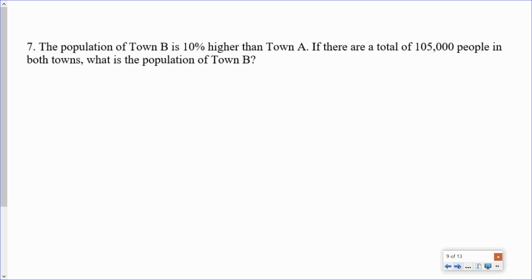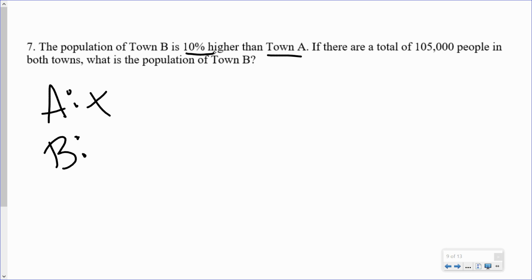The population of town B is 10% higher than town A. So I've got town A, I've got town B. Whichever one comes last, I call X. And then the other one I express in terms of X. Now this one has to do with the lesson we did a few days ago. 10% higher. That means it's increasing by 10%.